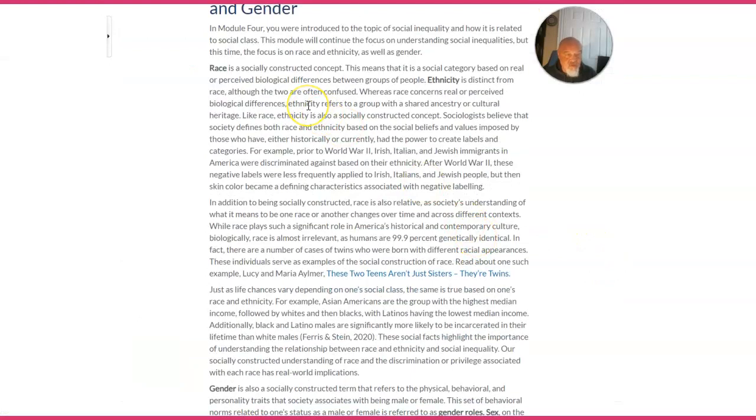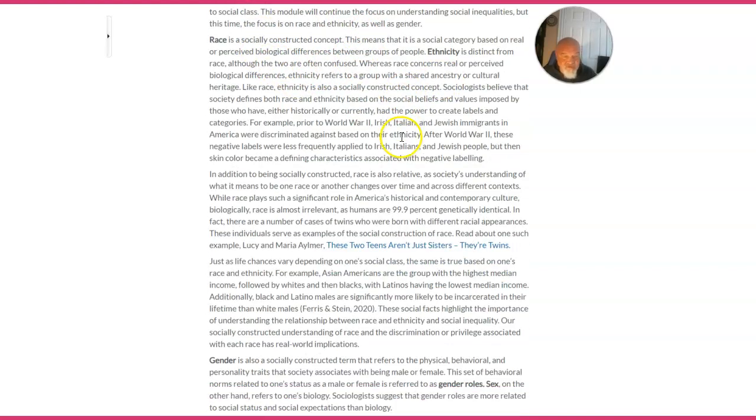Let's take a look here. Race is a socially constructed concept. There are biological markers, but the idea of race as a biological concept is largely discredited. But race is very real in its social construction and the way in which it has been defined by groups in power. Ethnicity talks about cultural differences.